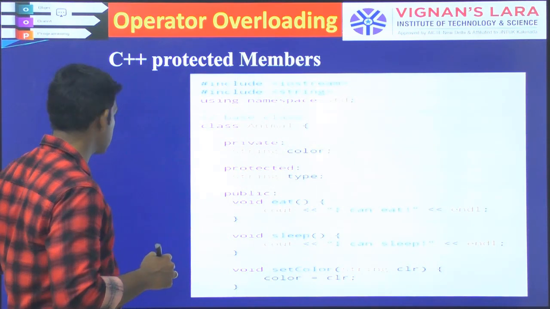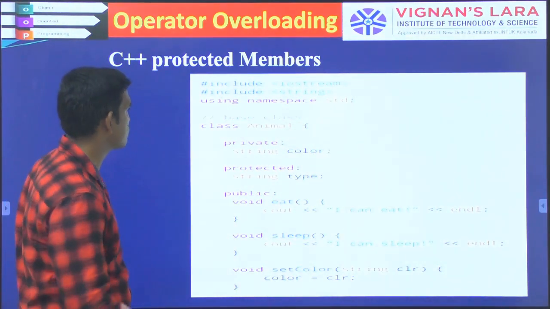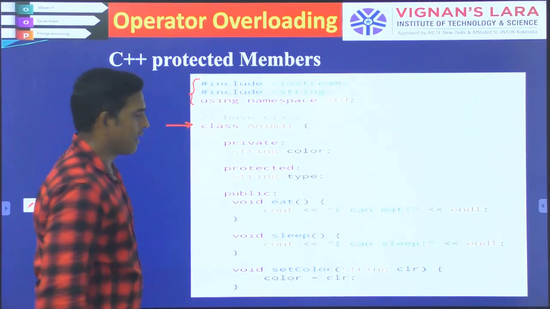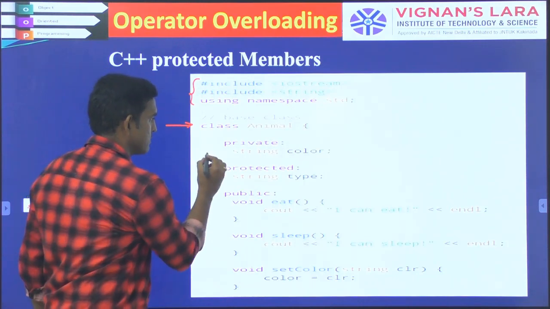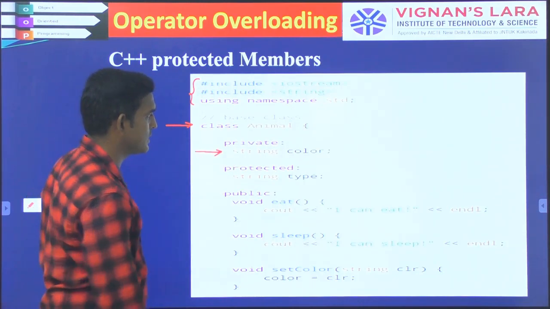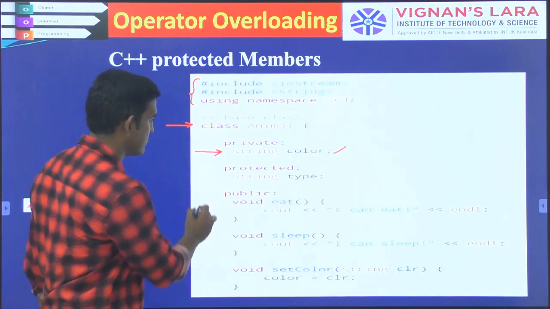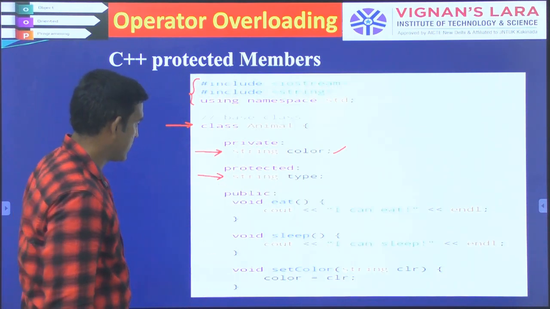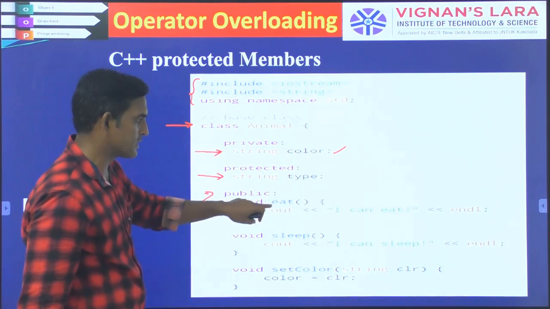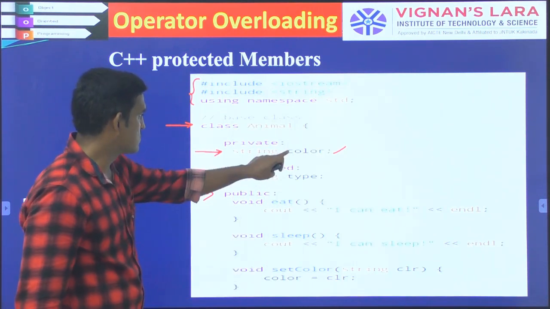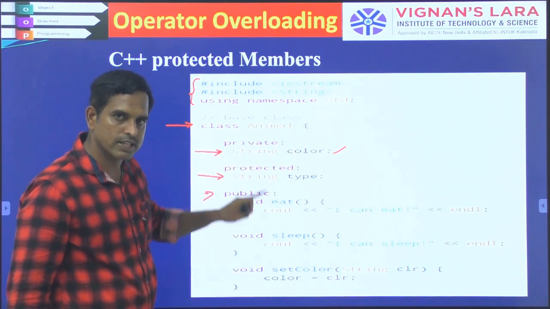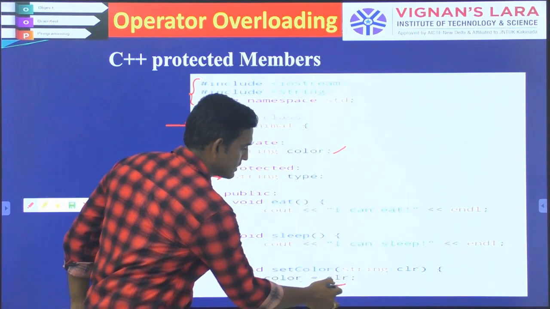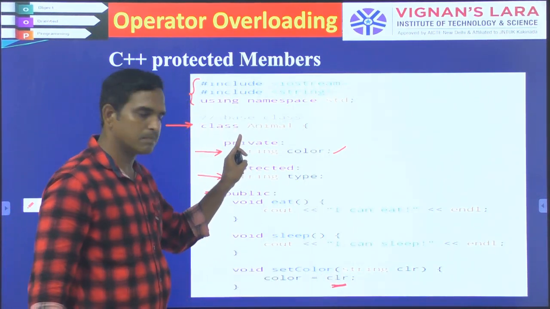This is an example of the implementation of protected members. We have the usual implementations, then a class, which is an animal class. Inside the animal class we have one private variable, color, and one protected variable, type. Type is the protected variable, and we have public methods: the eat method, the sleep method and the set color method. The color is a private variable, so it has to be accessed only by its own class methods. So the set color method will set the color of the particular object.